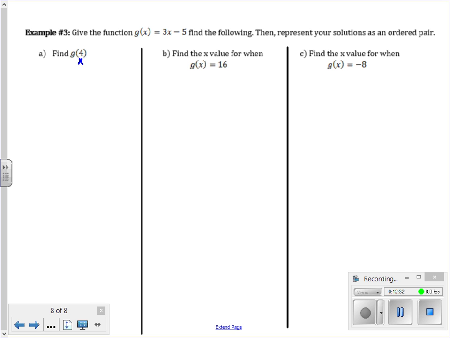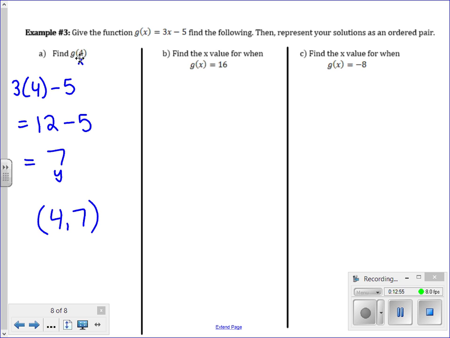When I put 4 into this function, I have 3 times 4 minus 5. Well, 3 times 4 equals 12. Now 12 minus 5, and that equals 7. 7 is what the function equals, so it's a y value. And that means I can write my ordered pair as 4 comma 7. That's an x and the y value that goes with it.